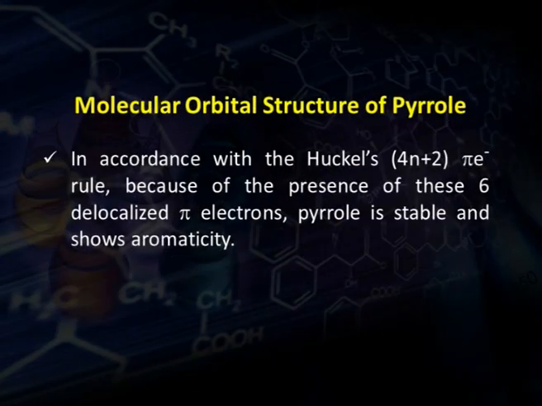So, according to Hückel's 4n plus 2 pi electron rule, because of the presence of these 6 delocalized pi electrons, pyrrole is more stable in comparison to a conjugated diene and it shows aromaticity. Now, in this case the total number of electrons is 6 and these 6 electrons are distributed over 5 atoms and every carbon atom is contributing only 1 electron.